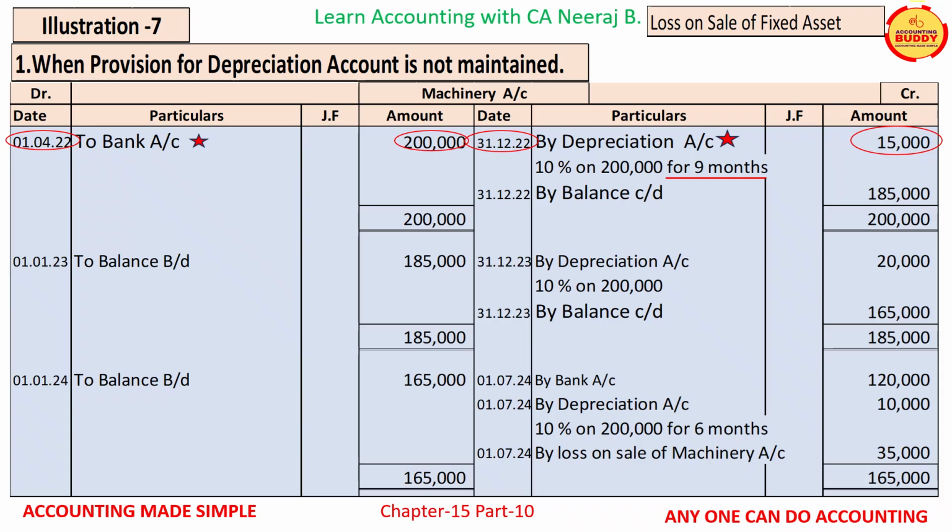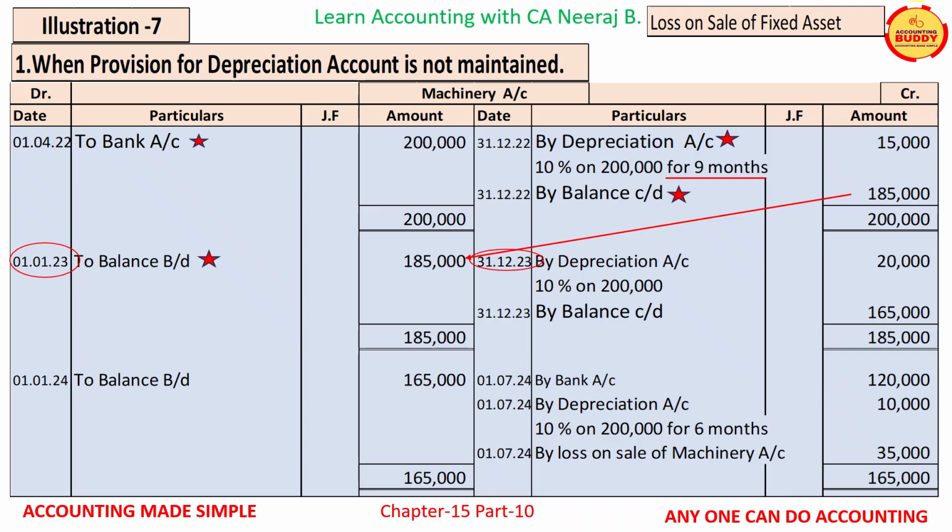Now if we deduct from the total of $200,000 debit side balance, $15,000 credit side entry, we are left with a net asset value of $185,000 as on 31st December 2022 and is shown on the credit side of the asset account by writing the words by balance carried down. Thus the machinery account for the financial year 2022 is balanced. On 1st of January 2023, the closing balance of $185,000 as on 31st December 2022 will become the opening balance for the financial year 2023 and will be shown on the debit side of the machinery account by writing the words to balance brought down.